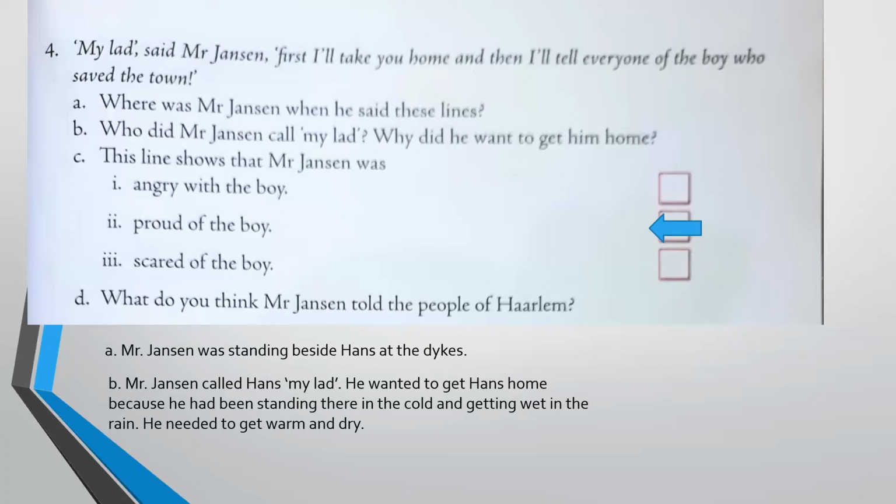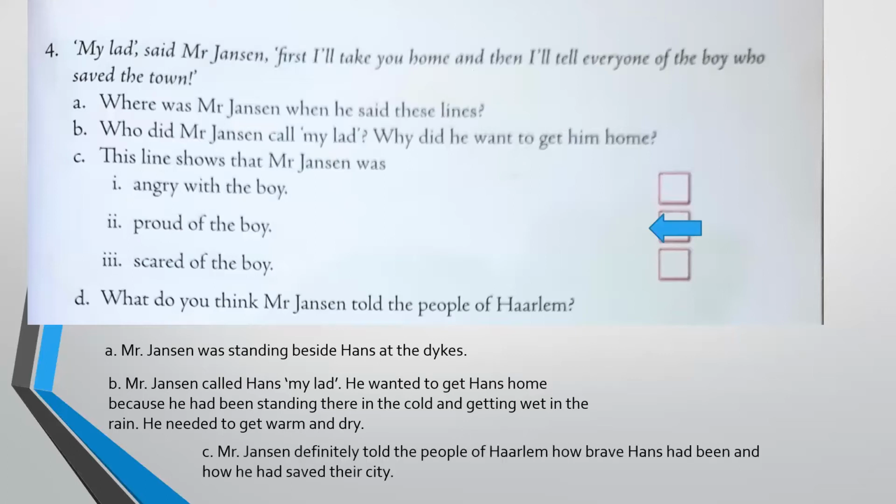D. What do you think Mr. Jansen told the people of Haarlem? Use your imagination. If you were in his place, what would you say? And the answer is, Mr. Jansen definitely told the people of Haarlem how brave Hans had been and how he had saved their city.